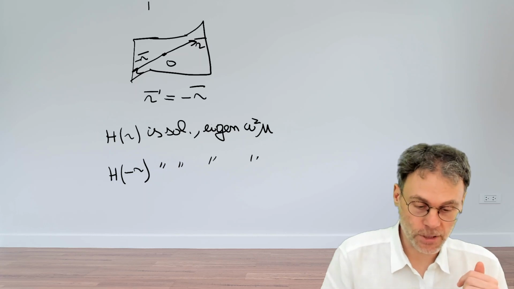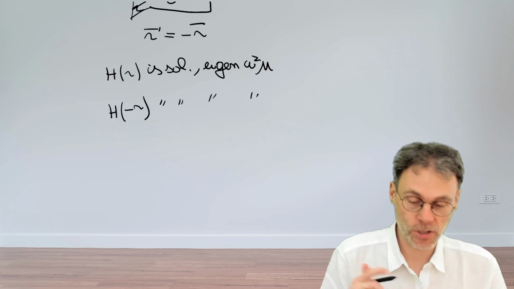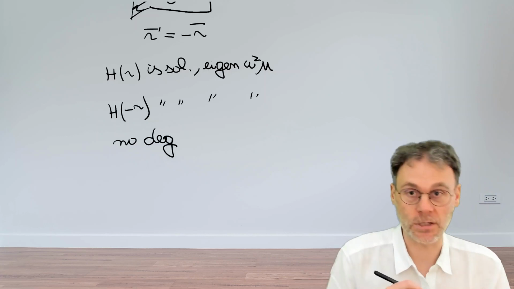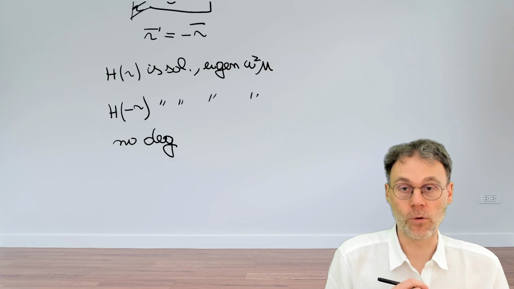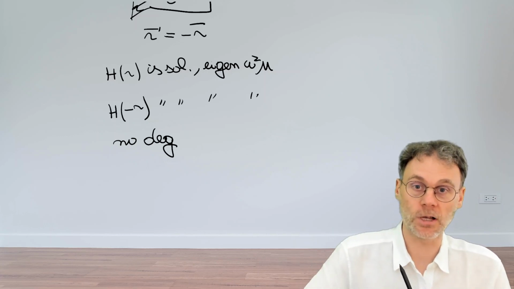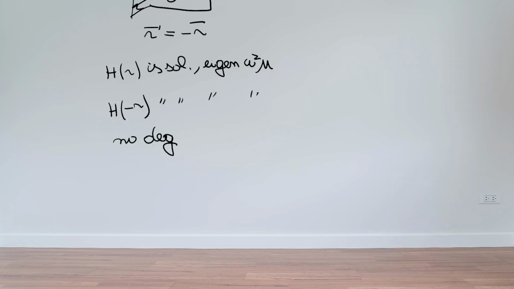The next step we're going to take is we're going to make a restriction, and that restriction is that we're dealing with situations where there's no degeneracy. So pause the video and think about the consequence of the fact that we restrict ourselves to situations where the solutions are not degenerate.